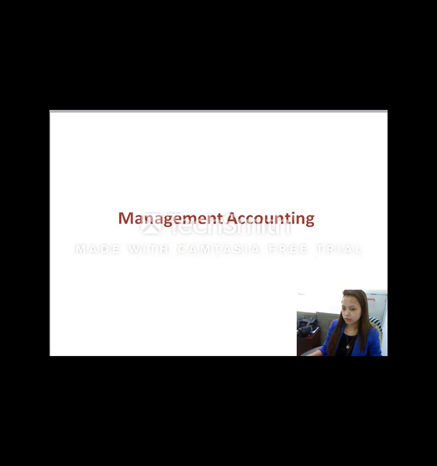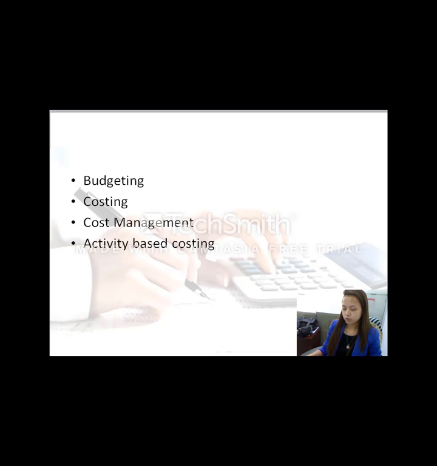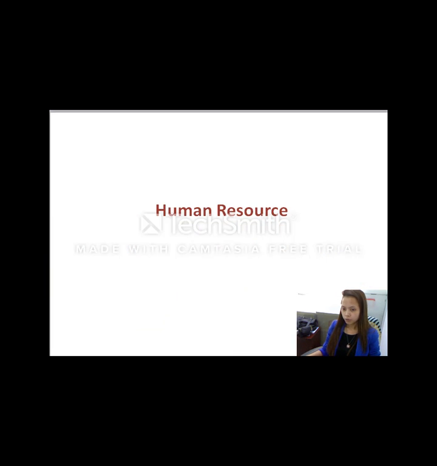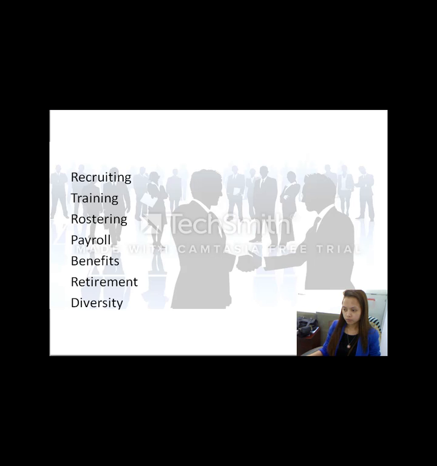Management accounting. These include budgeting, costing, cost management, and activity-based costing. Human resource. These include recruiting, training, rostering, payroll, benefits, retirement and pension plans, diversity management, retirement and separation.